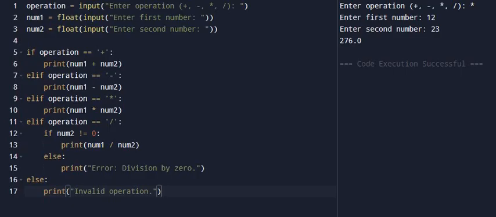In these types of programs, the variables can be anything. Instead of num1, num2, you can use x and y. Instead of operation, you can use choice or any other variable name.